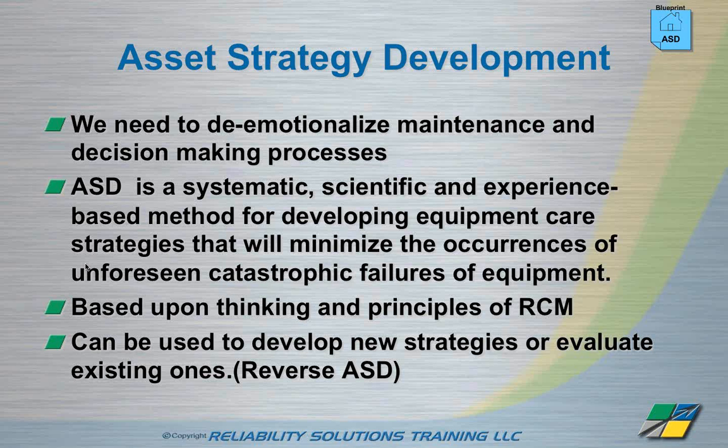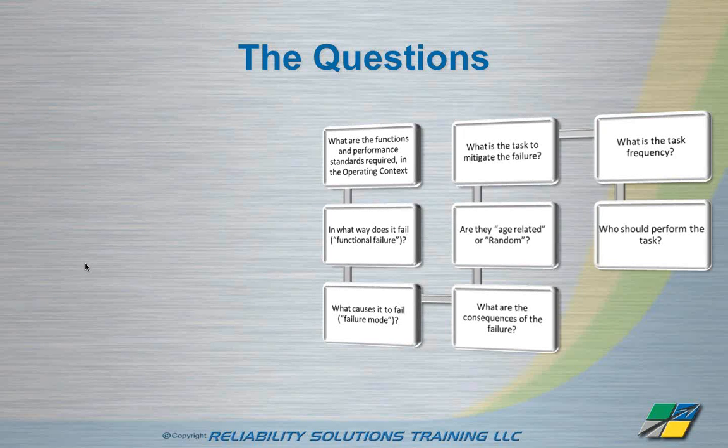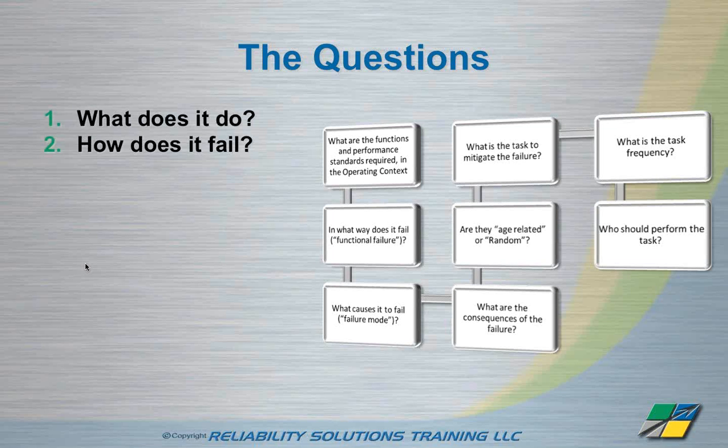We can use it to develop a new strategy on a new piece of equipment. We can use the same processes to evaluate existing ones. We use a process called reverse ASD that actually looks at the existing strategies you have and evaluates those against what could happen and what failures may be happening. So it's a systematic way to de-emotionalize the system. It's based on the same questions as RCM plus one, actually. It's 8 questions for us, and RCM, of course, only has 7.